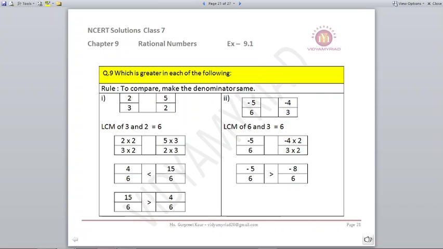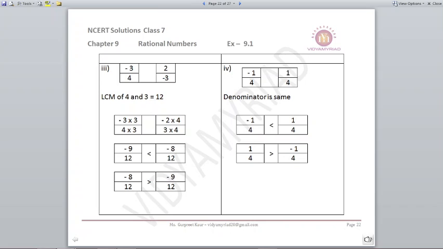Next, minus 5 upon 6 and minus 4 upon 3. LCM will be 6. So minus 5 upon 6 as first fraction, second is minus 8 upon 6. Now both are negative, minus 5, minus 8. What will come first, 5 or 8? 5 will come first, so minus 5 is a bigger number.